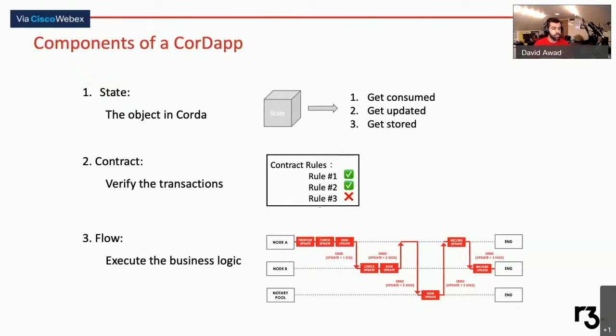So contracts are the tool or the abstraction we use to validate the operations we can do with states.